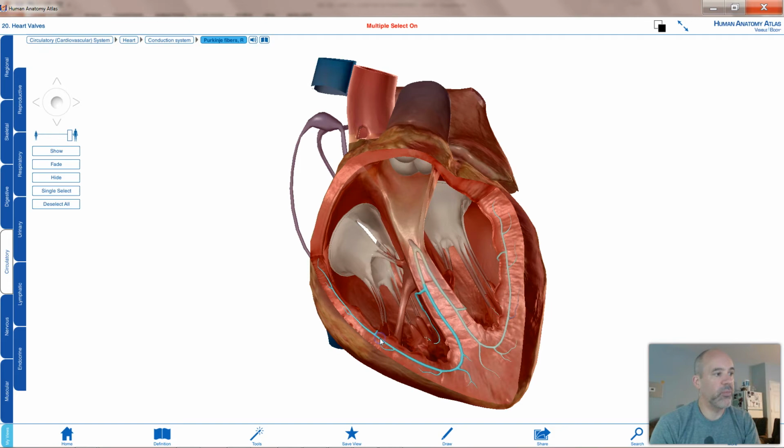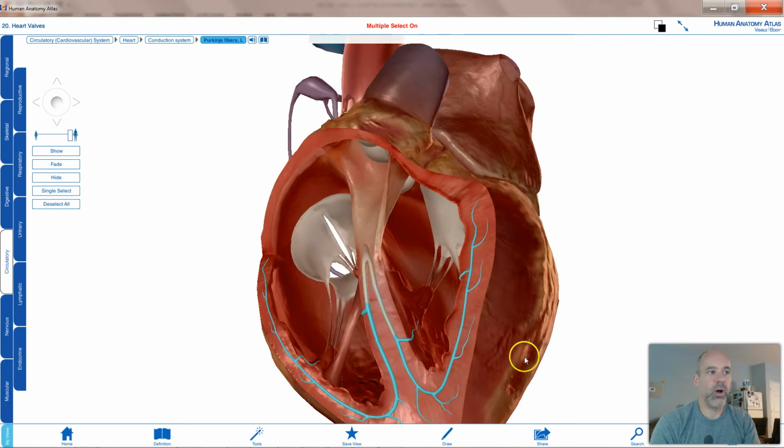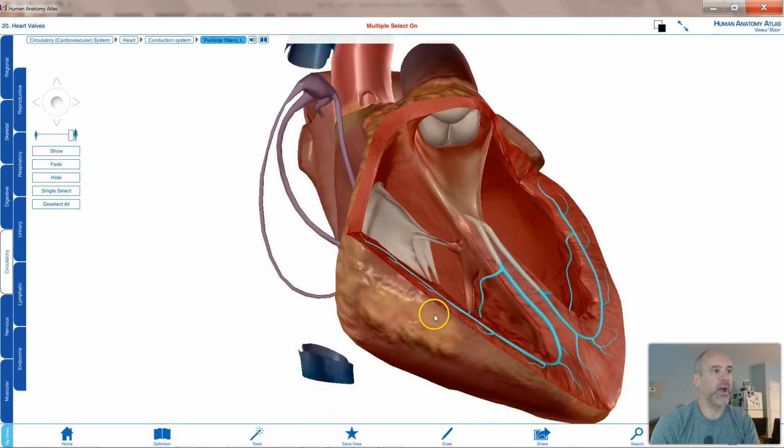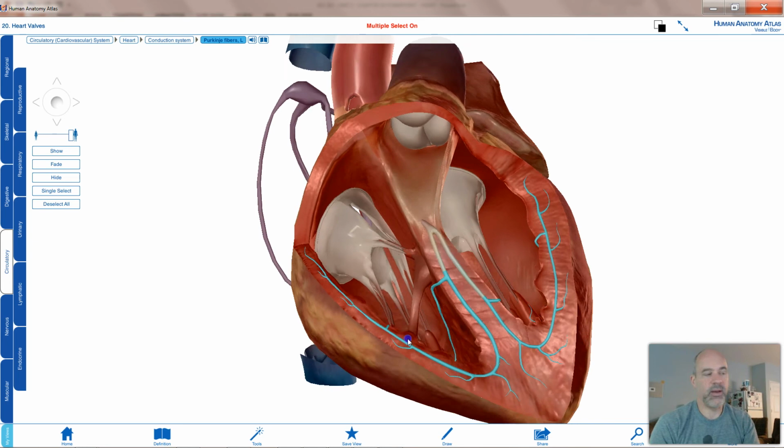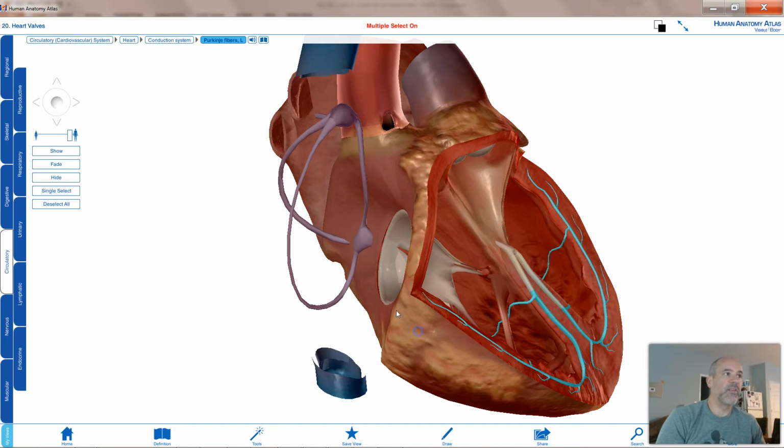And then from there, it spreads here and here, highlighted in blue. These are called your Purkinje fibers, which are also part of that intrinsic conduction system. And those have little rootlets that extend off of them and into the walls of the left and the right ventricle itself.